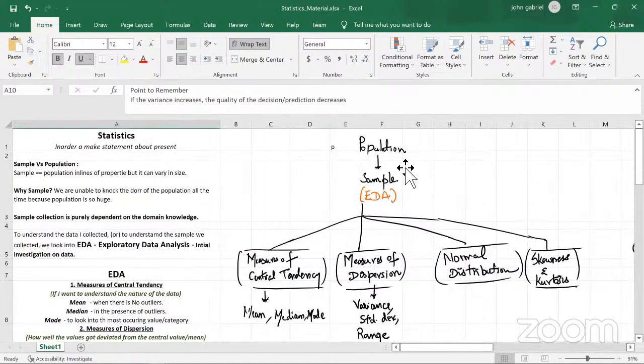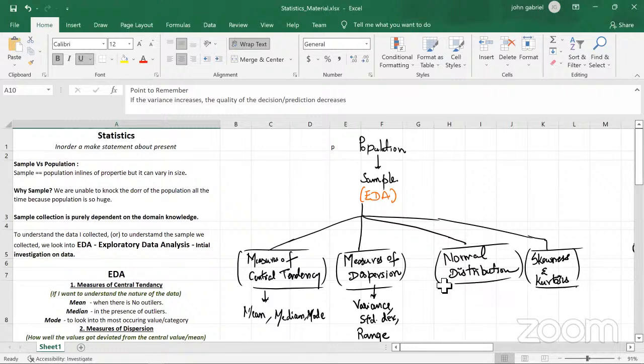So we don't get the complete population in our hand. We get only a sample, and to understand the sample more, we are looking into the central tendency: mean, median, and mode. And measures of dispersion are nothing but, from the central value, how the values got deviated. We are getting into these measures of dispersion. Now we are going to get into normal distribution, skewness, and kurtosis.